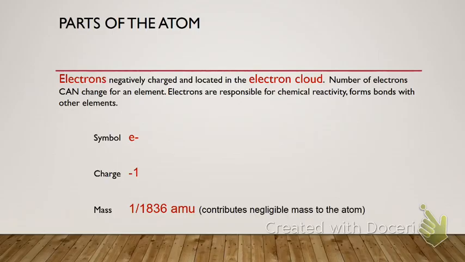Okay? Their symbol is e with a negative sign, and the charge is a -1. And you need to know that the mass is much, much lighter. Okay? So the electrons contribute pretty much nothing to the mass of an atom.